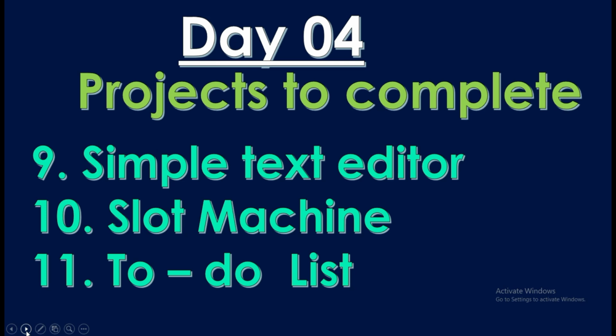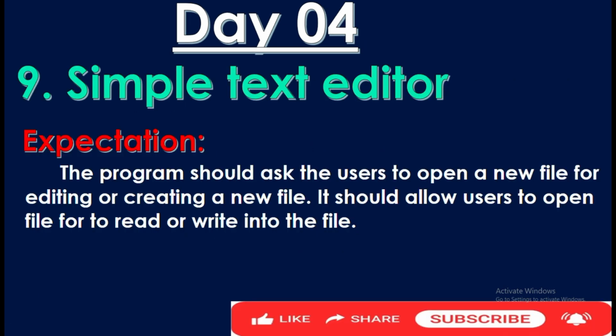Now, there's a problem in front of you: they need a simple text editor. How can you put your code together to solve the problem so that we can have an output, a simple text editor, or an output for a slot machine, meaning you've assembled your code to produce a slot machine, or a to-do list? These are the three projects we are going to see today. The first is a simple text editor.